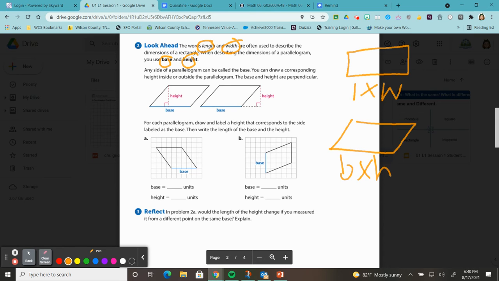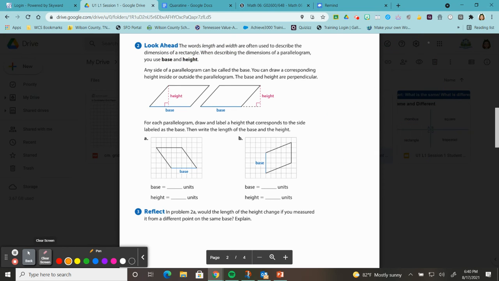And hopefully you noticed from the problem with Kenji and Alec that that's exactly what we were doing. We were using the base and the height and multiplying them together to find the area. So again, make a note about this and how we find the area of a rectangle and a parallelogram, because that is what this lesson is all about, figuring out how to find the area of a parallelogram.